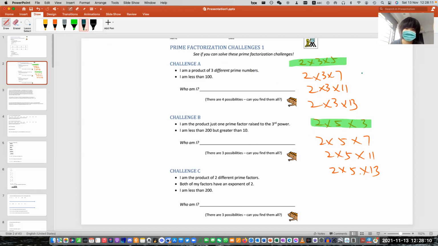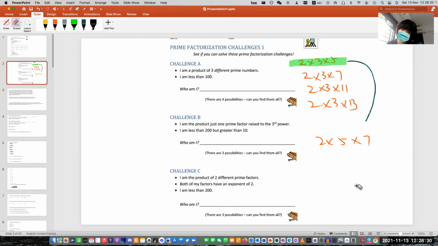Can you see? They are the same. Yeah, sure. So that's why you cannot take this one twice. Okay, so you drop this one. Then 2 times 5 times 7, then probably you can get the answer. And then 2 times 5 times 11 is over already, so you cannot take this. So that's why you just accept 2 times 5 times 7.